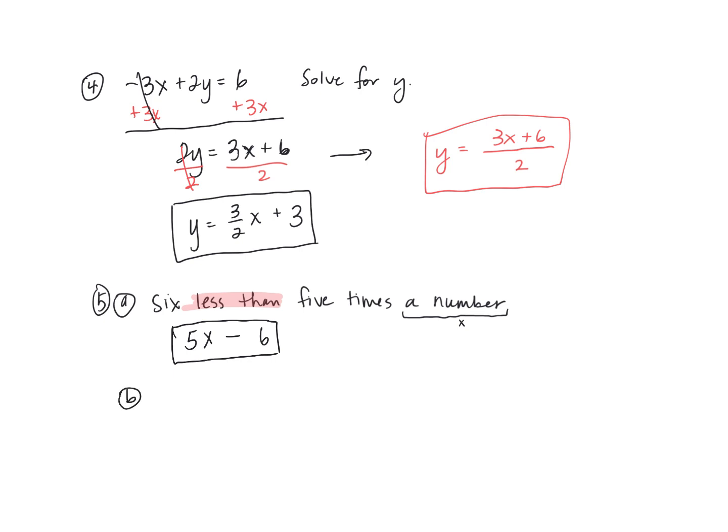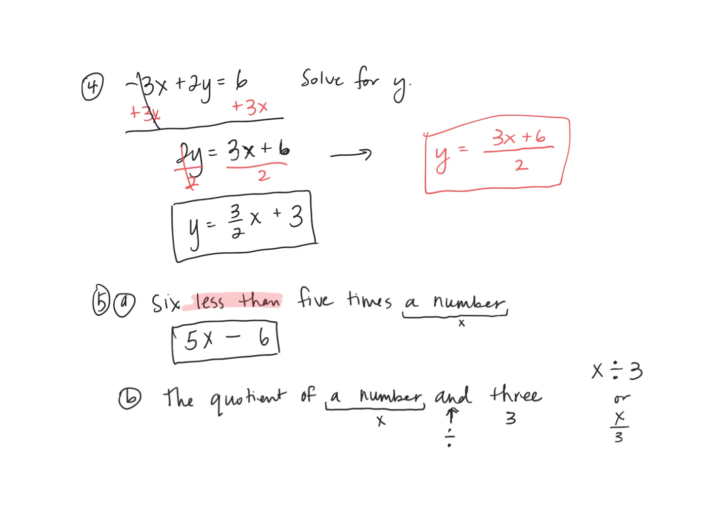Okay, and then part B, the quotient of a number and 3. Okay, so the quotient refers to the answer you get when you divide. So it's talking about dividing a number and 3. Since we don't know what a number is, we're going to use x for that. And indicates where you should put the operation. So since it says quotient, you're going to divide 3. So you can write this as x divided by 3 or x over 3, which means x divided by 3.